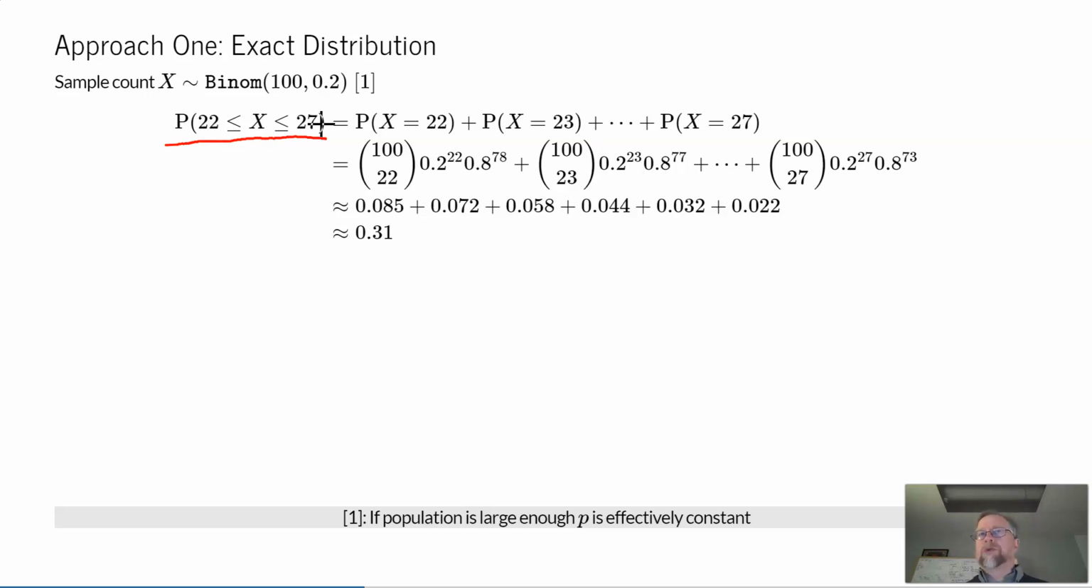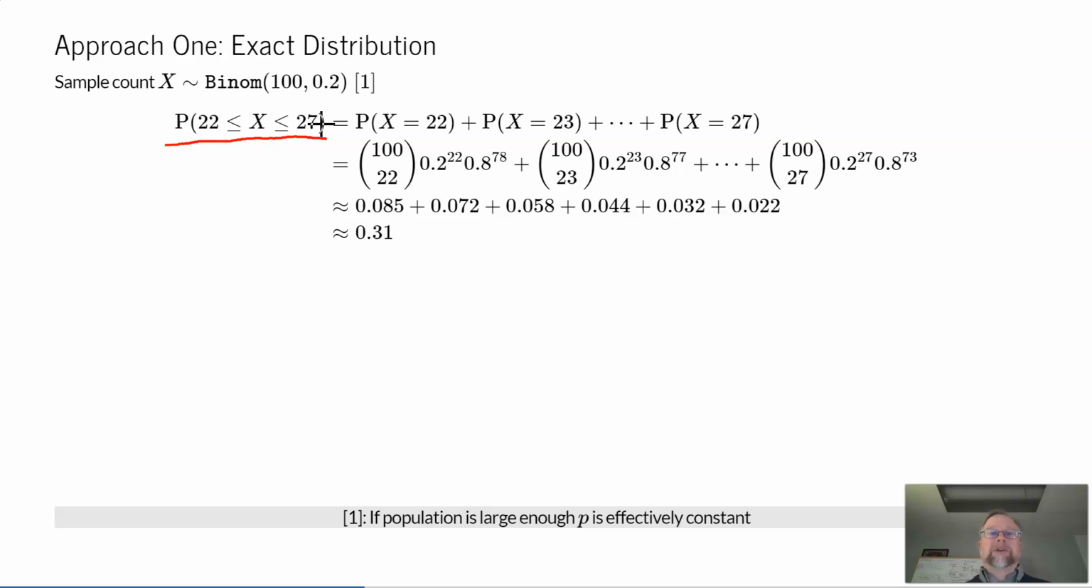So if I get a count of 22, that's the total number of green eyes. I can't simultaneously have a count of 23. And if I have a count of 23, I can't have a count of 22, right? They're not the same count. I'm counting the total number of people with green eyes. So I have disjoint events, so I can calculate their probability by adding up the individual probabilities.